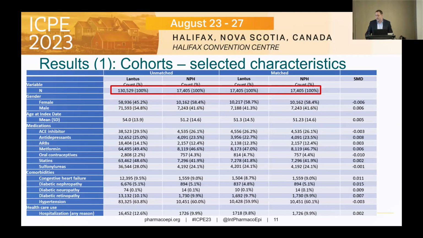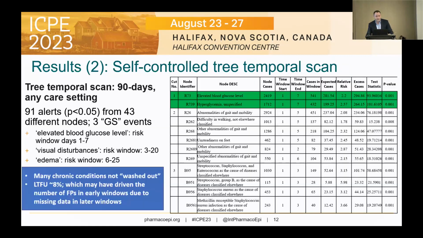I think the big take home here is that we had far fewer patients on NPH than on Lantus, which we expected going in. Even though our matched cohorts were reasonably well balanced, at the end of the day, we ended up matching less than 15% of our Lantus cohort to NPH patients for the propensity score matched analysis. All right, let's get into tree scan.